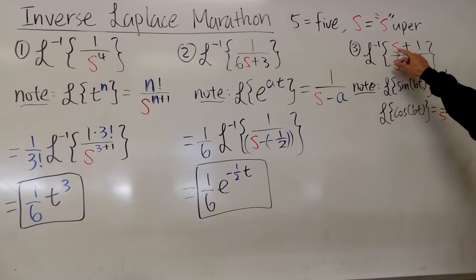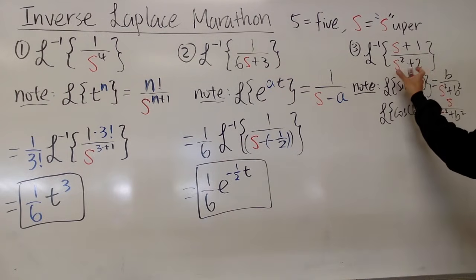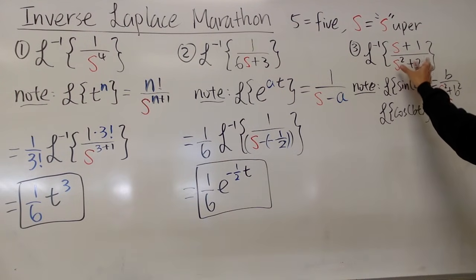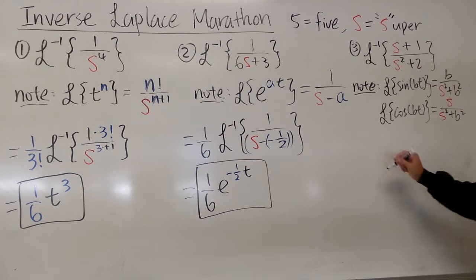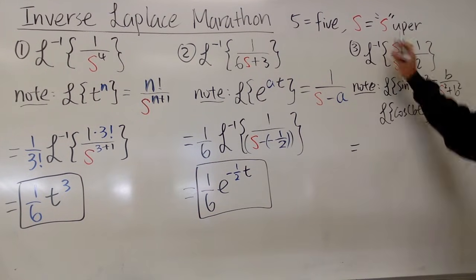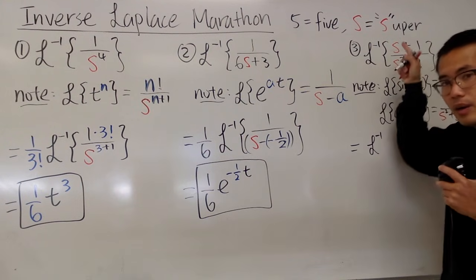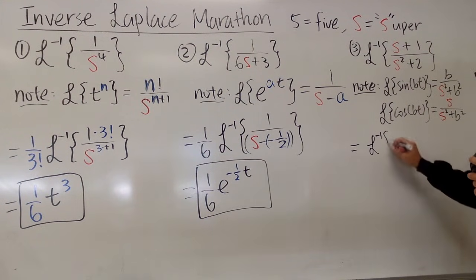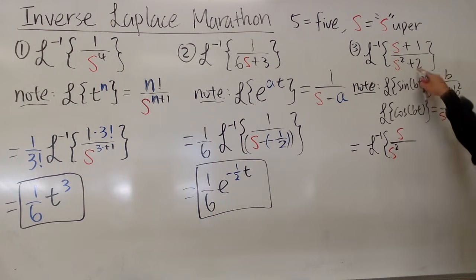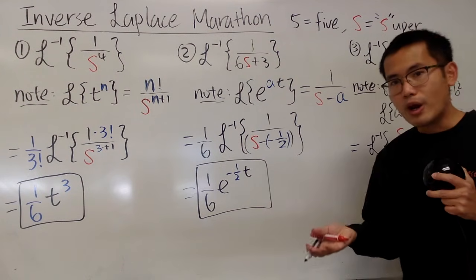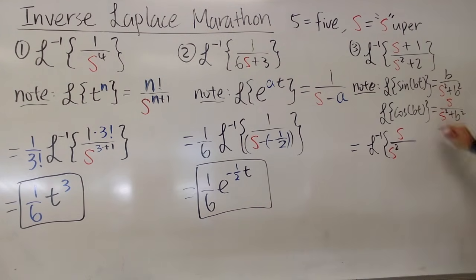Well, on the top we have s plus 1. On the bottom we have this, right? So we'll have to actually break down the fractions. So here we go. For the first one, we will write it down as the inverse Laplace. And then let me just write s over that. So we have inverse Laplace, and the inside is s over s squared plus 2. Well, because of the formula like this, we have to really look at this as b squared.